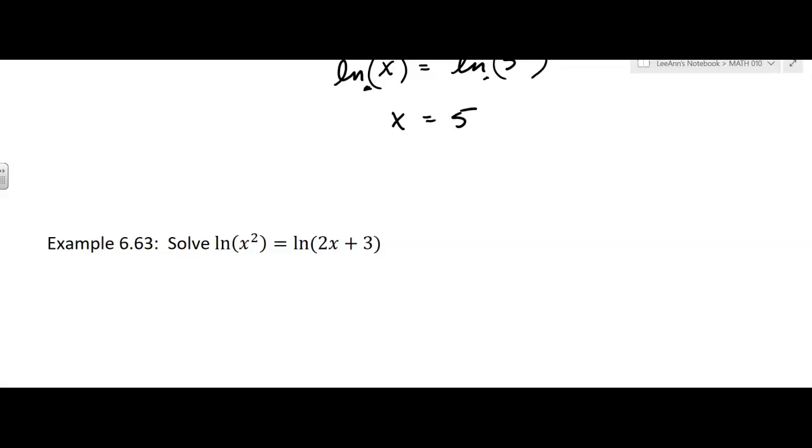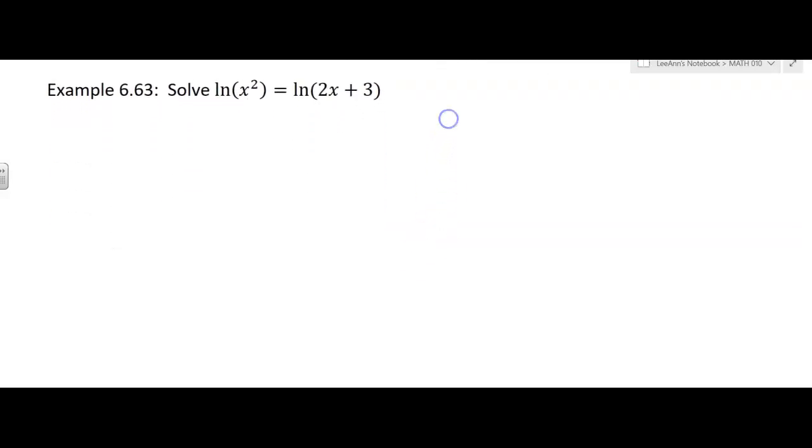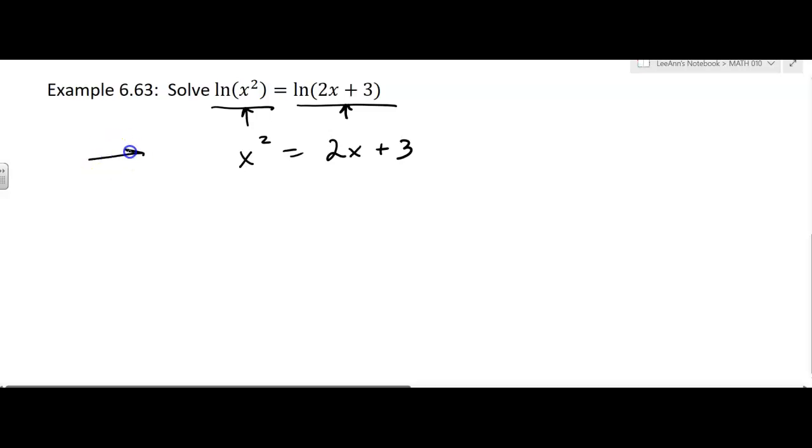Okay, so we have this situation where the natural log of x squared equals the natural log of 2x plus 3. And it doesn't have to be natural log. They could both be common log or another base. The bases have to be the same though. Okay, so we're going to pop out those arguments. We're going to say x squared has to equal 2x plus 3. It's a pop-out thing. You're not applying a function. You're just saying, hey, if these two logarithms that have the same base are equal, then their arguments have to be equal. Okay, this now is a quadratic equation.